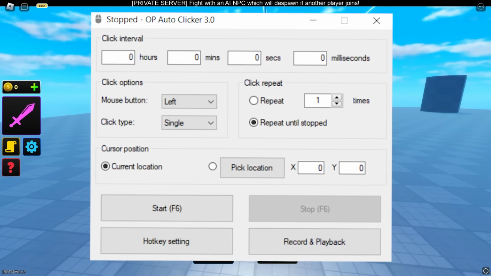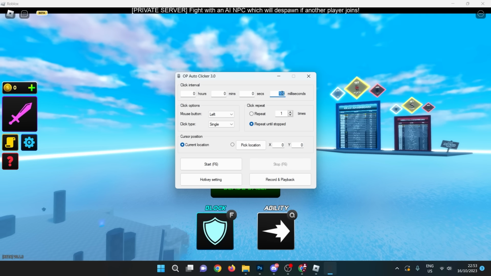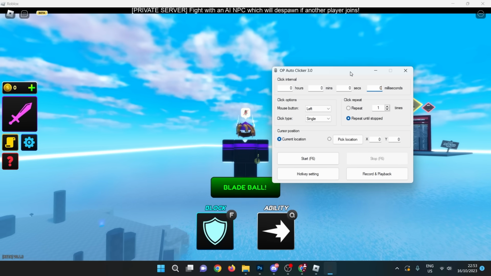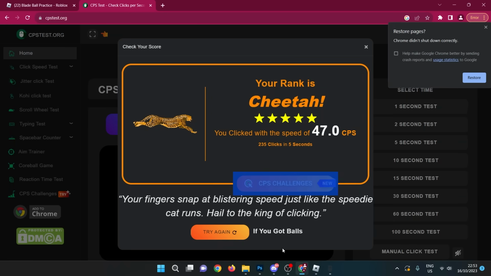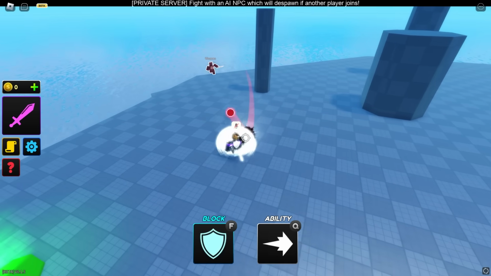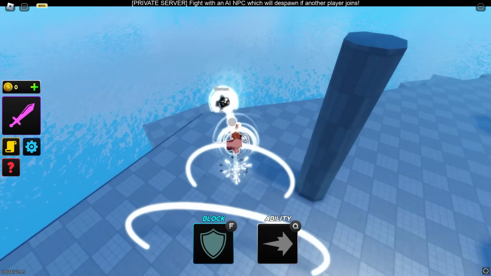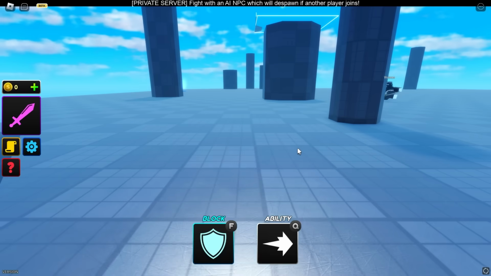What if I use an auto clicker against this AI? Hey, let me try it. Okay, so here's the auto clicker, as you can see here. It's 47 CPS per second. It is per second. Can I win? I have no clue. Let's find out. Even an auto clicker loses.